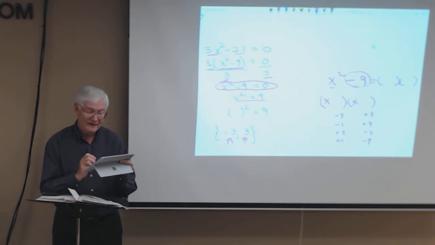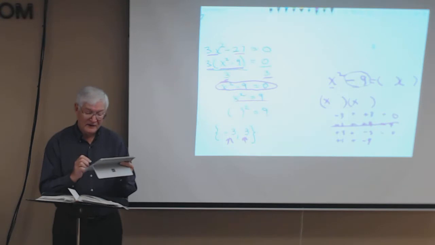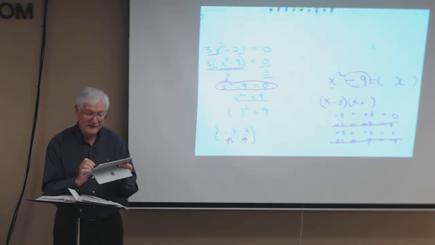Now, let's add these two together, and what do you get? 0. That's why there's no middle term. Let's add these together, and what do you get? 8. That one's no good because that's a middle term. Add these together, and what do you get? 0. So that one would work too. Add these together, and what do you get? Negative 9, and that's no good because we don't have a middle term. So because there's no middle term, you just go x and x, and then negative 3 and positive 3. And those are the two factors.